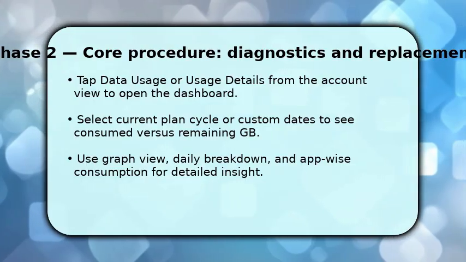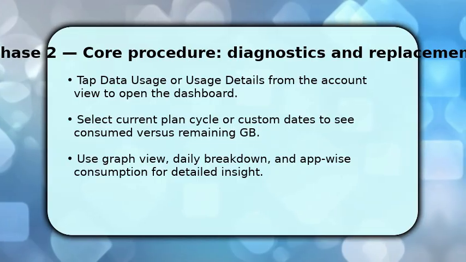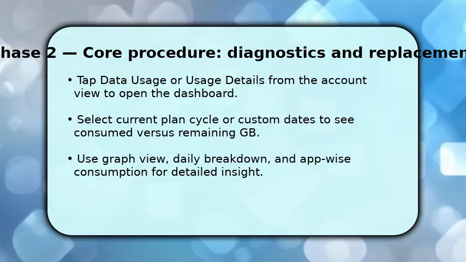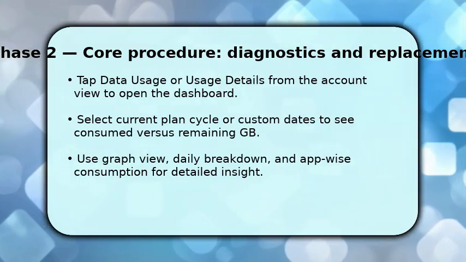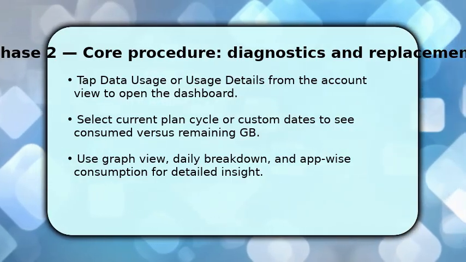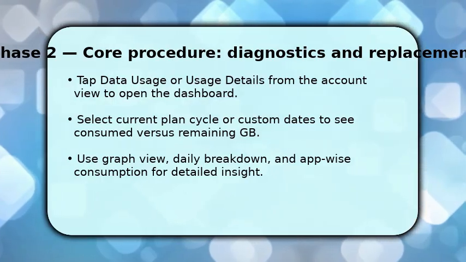It's typically under the account card. You'll see a graph and numeric values. Select the current billing cycle or set custom dates to compare consumed versus remaining gigabytes. Once selected, use the daily breakdown and app-wise consumption to identify spikes or heavy apps. This helps you understand why usage climbed and when.